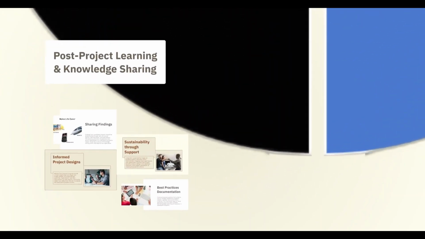Post-project learning and knowledge sharing. It is crucial that even at the end of a project, organizations take a moment to look at the project learning for knowledge retention and knowledge sharing.